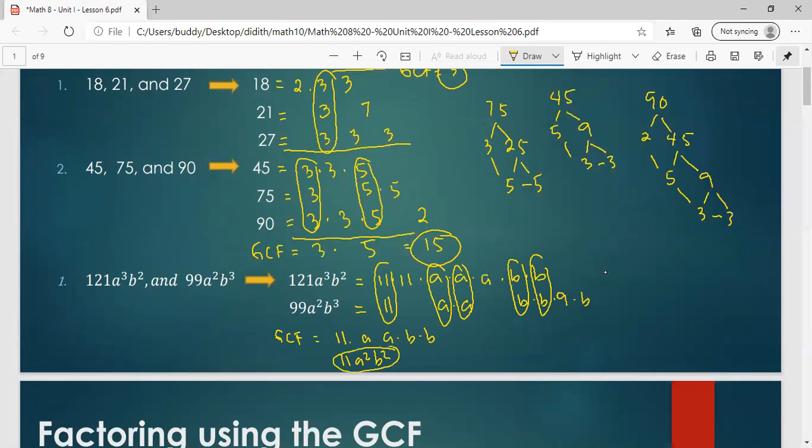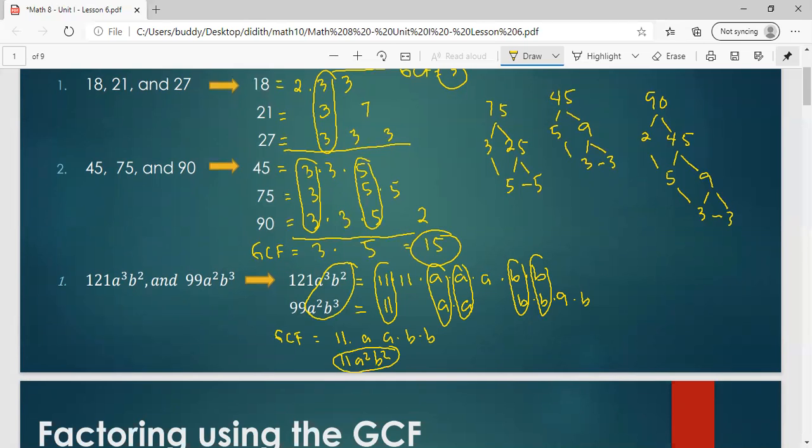Now, how do we work on the GCF involving algebraic expressions? We're going to consider the least exponent. For example, between a cubed and a squared, 2 is less than 3, so we'll consider a squared as one of the GCFs. With b squared and b cubed, 2 is less than 3 here, so we'll consider b squared. So that's how we work on the GCF involving algebraic expressions.